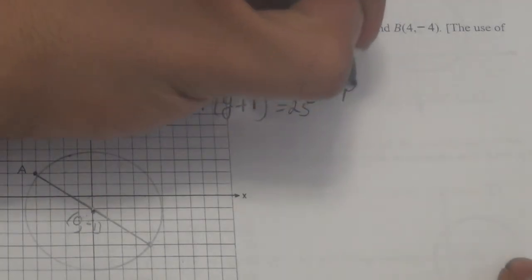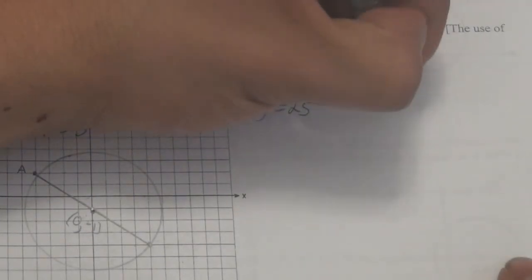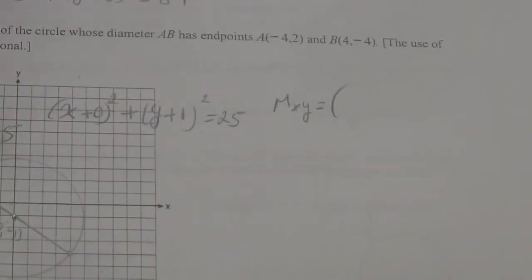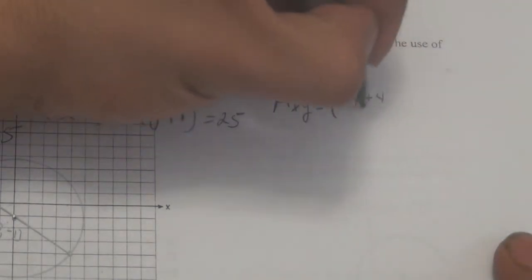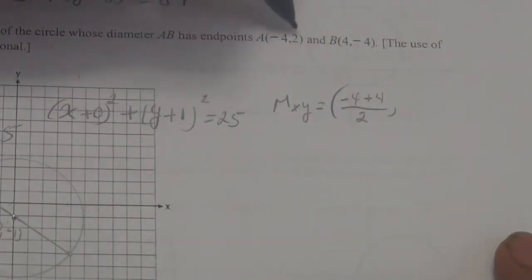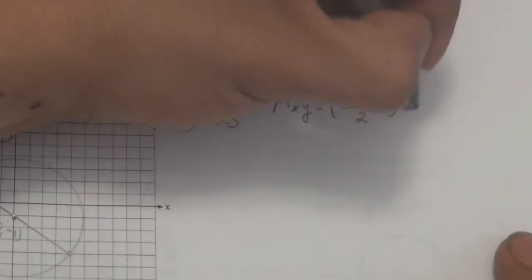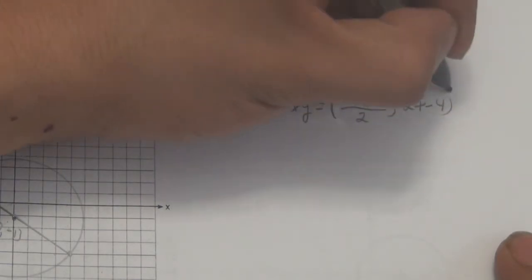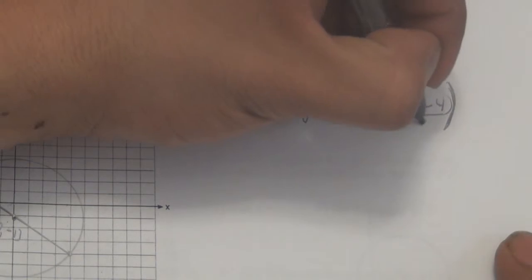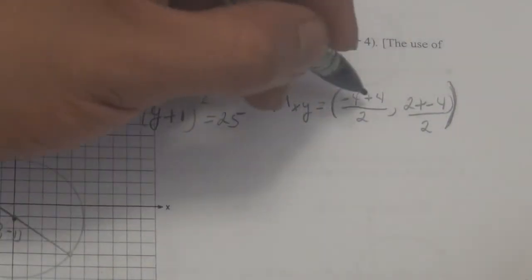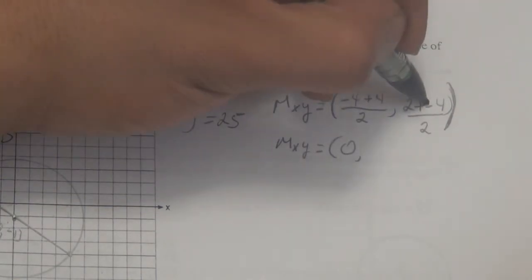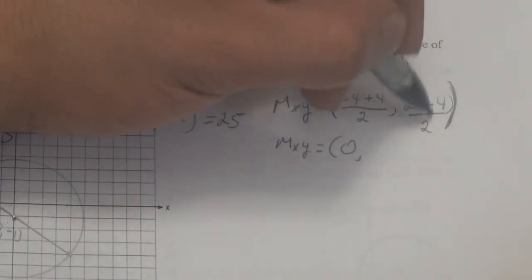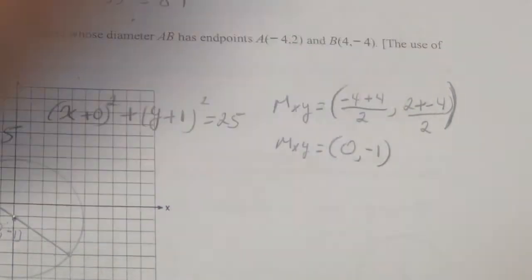So I say, okay, the midpoint of x and y equals the average of the x's, which in this case are -4 plus 4, divided by 2, and for the y's, 2 plus -4, divided by 2. So -4 plus 4 is 0, divided by 2 is 0. So the midpoint is 0, comma, and then 2 plus -4, or 2 minus 4, is -2. -2 divided by 2 is -1. And we have that.